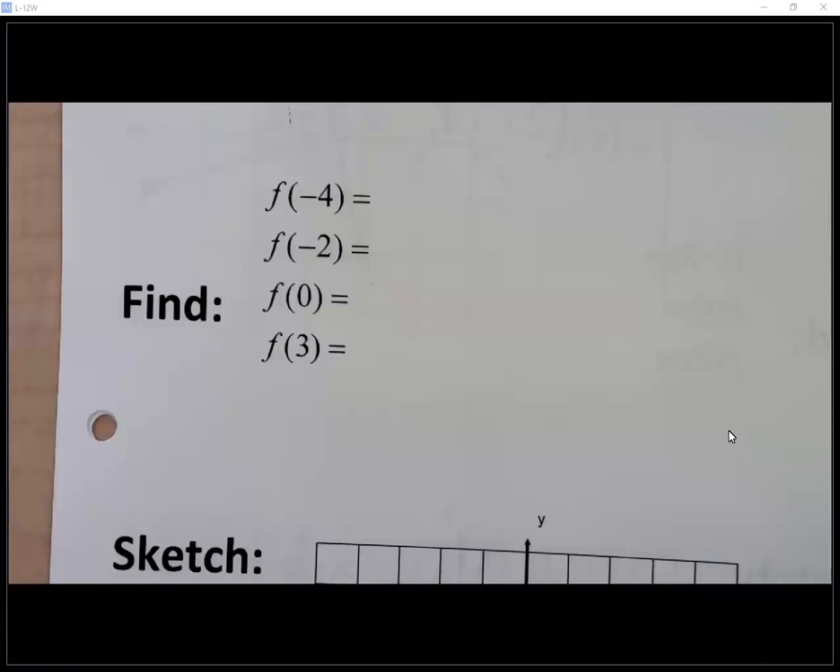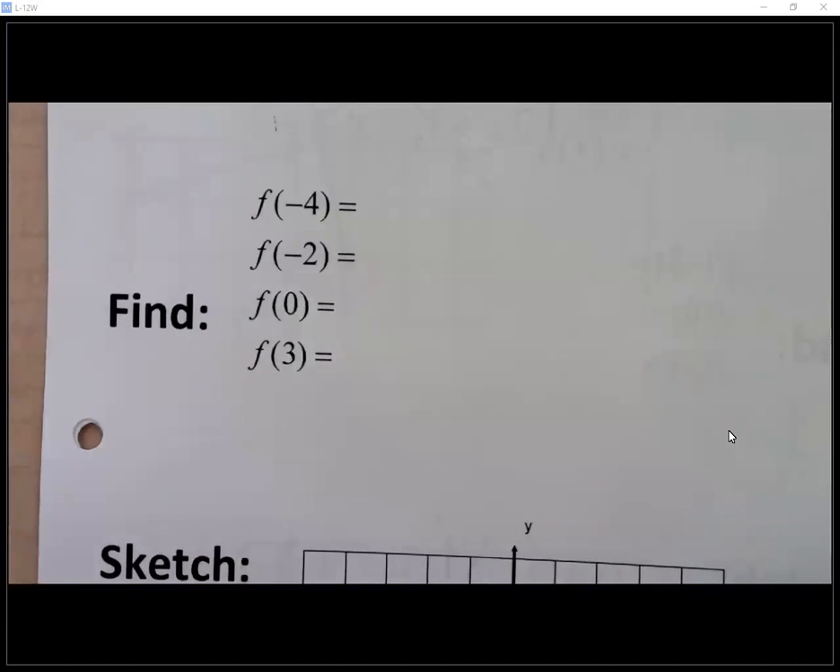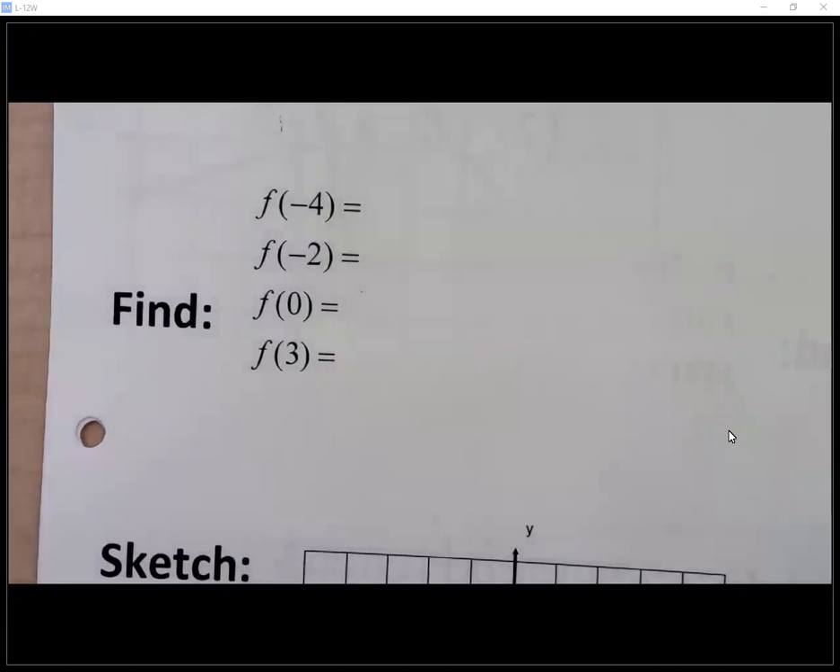Okay, everybody, let's take a look at these piecewise functions. Emphasis on the fun. All right, everybody, so let's take a look at what these are.